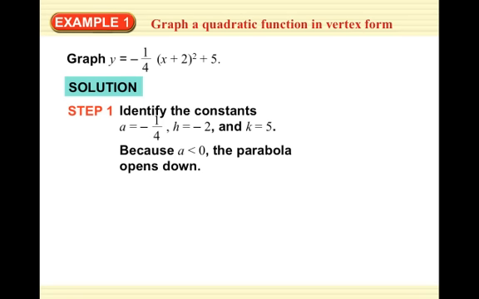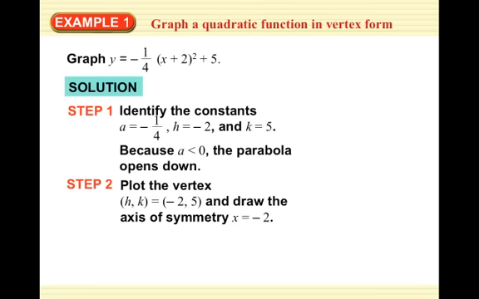So we want to identify the constants. a is negative 1/4. You just get it straight off the equation. h is negative 2, and again that's because the formula is x minus h squared, so x plus 2, adding a positive, is the same as subtracting a negative, so it's the same thing as x minus negative 2. So h is negative 2. The formula is plus k, so the plus 5 means k is 5. a is less than 0, so it's negative, which means the parabola opens down. It's frowning at you.